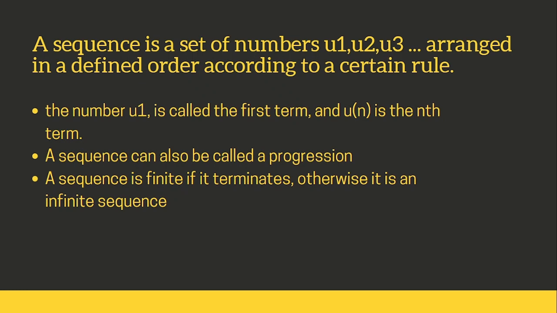A sequence can also be called a progression, and a sequence is finite if it terminates. Otherwise, it is an infinite sequence. What this means is that if it is finite, it will eventually stop at a certain number. Otherwise, it will just go on to infinity or negative infinity.